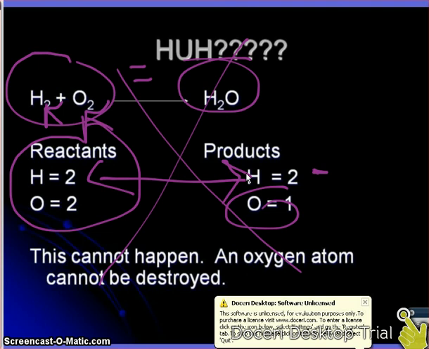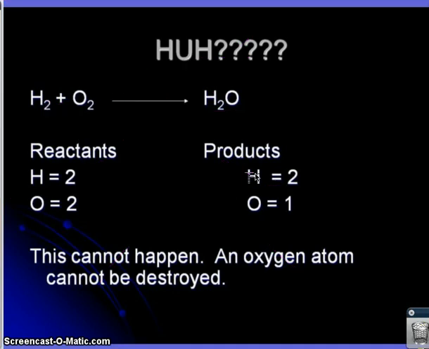Okay, so what we would have to do is go in and balance that equation. So we would have to go in and change things about our equation in order for us to get the same amount of atoms on each side.